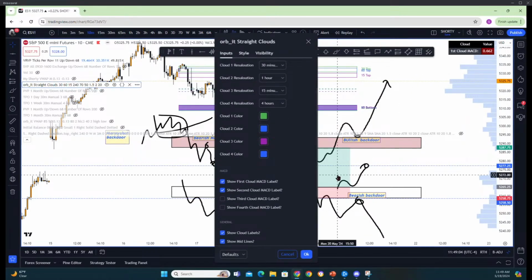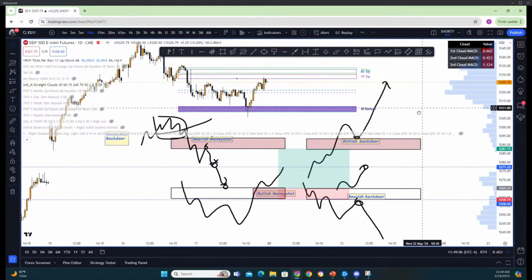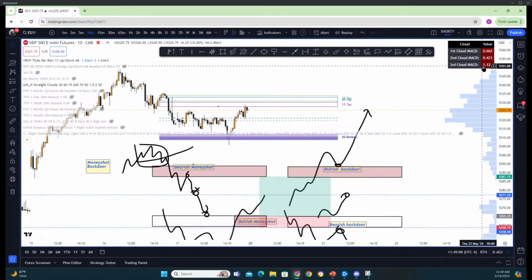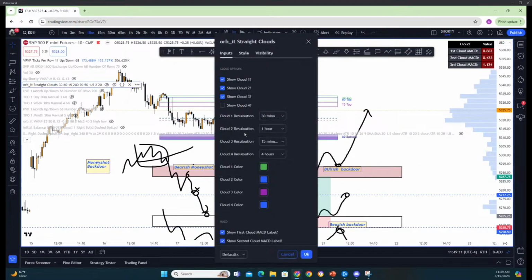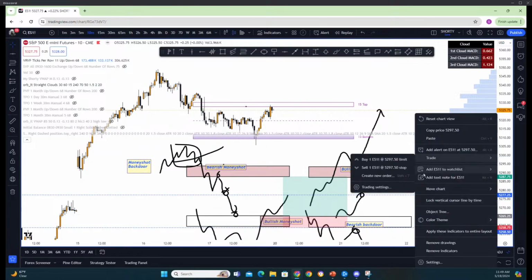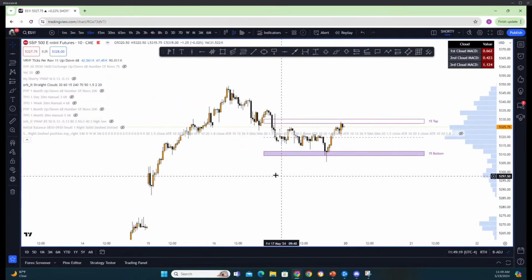We'll do all clouds here. We'll show them. So here you see this third cloud was positive 124. And the third cloud happens to be the 15 minutes. So if I hide these, now just pay attention to the 15. I'm just going to remove this and you'll see here.